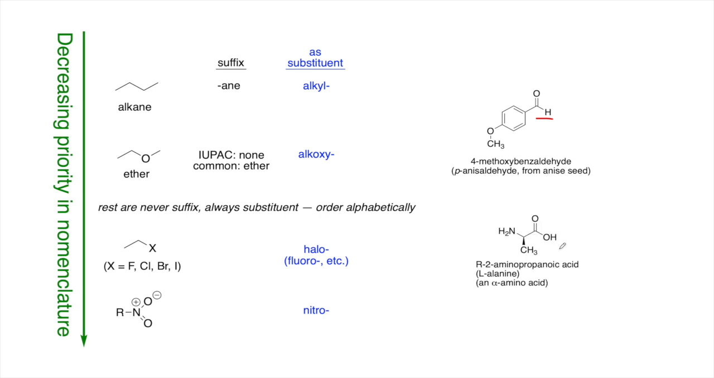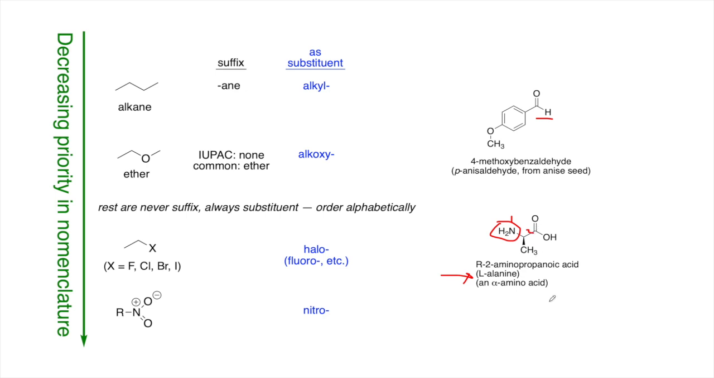Here, this is one of the commonly encountered amino acids, one of the 20 canonical amino acids. This is L-alanine. But if we were naming it according to IUPAC, we would call it a propanoic acid, right? A 3-carbon carboxylic acid. And there's an amine at carbon 2. So it would be 2-aminopropanoic acid. And it would be of the R configuration because N would get 1 and this carbon would get 2.